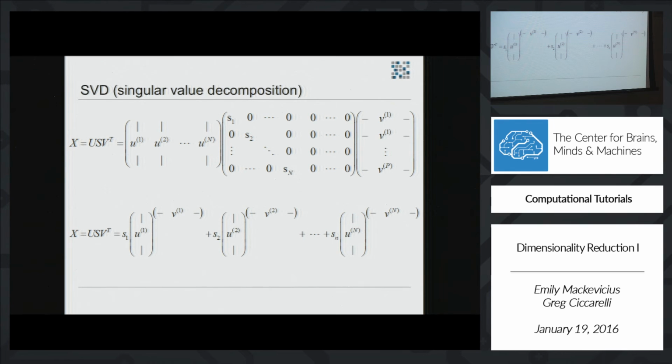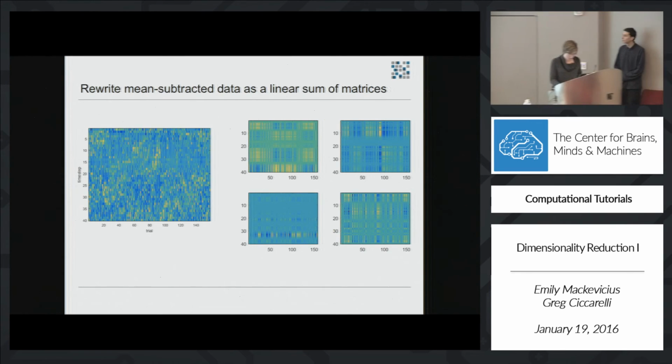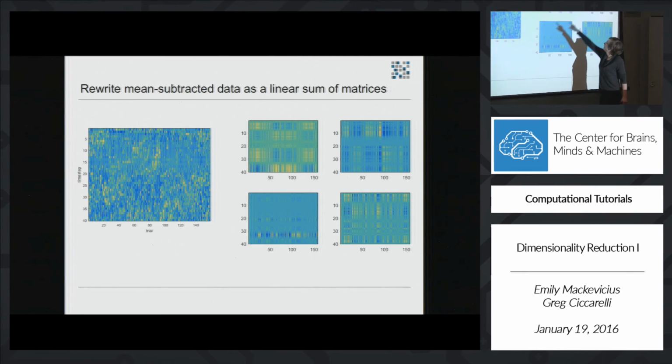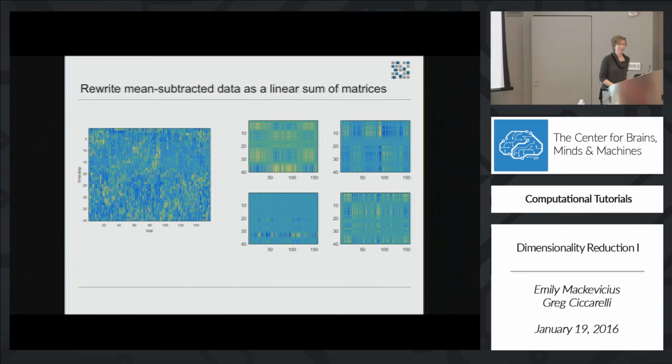So let's see. I'll go to this here. So here's the original matrix. And then here is the first time step principal component outer product with the first trial principal component. And so this is the second time step principal component with a second trial principal component, third and fourth. And your original matrix is just a linear combination of different weights of these matrices. Okay. Do we have questions there?